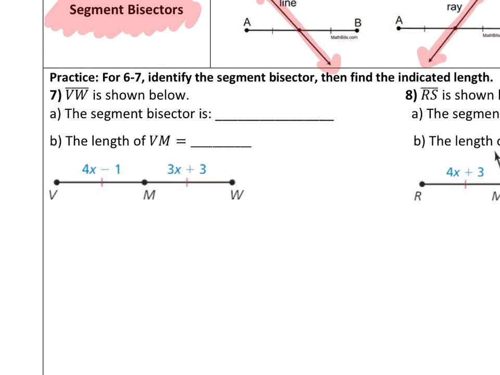Number 7 says VW is shown below. It wants us first to identify the segment bisector. Okay, if we look at this image, we have two tick marks here and here. Those tick marks mean that those are equal in length or congruent segments. So what is in the middle of these two congruent segments? Don't overthink it. What's in the middle? M. What is M though? Is it a point, line, plane, ray, segment? It's a point. So we say the segment bisector is point M.